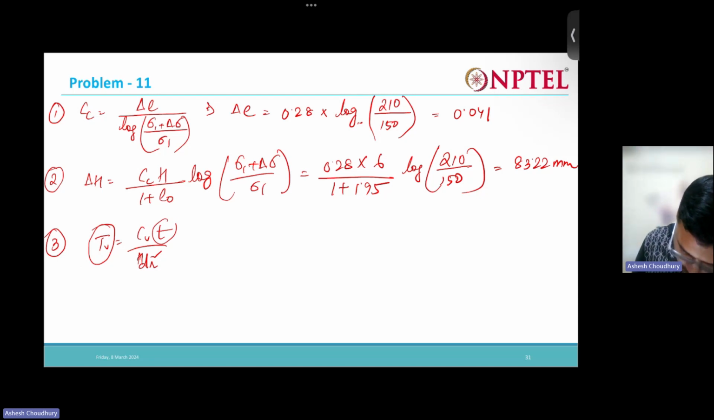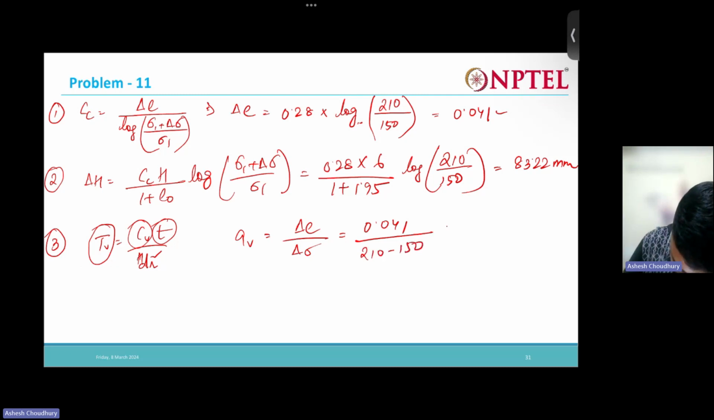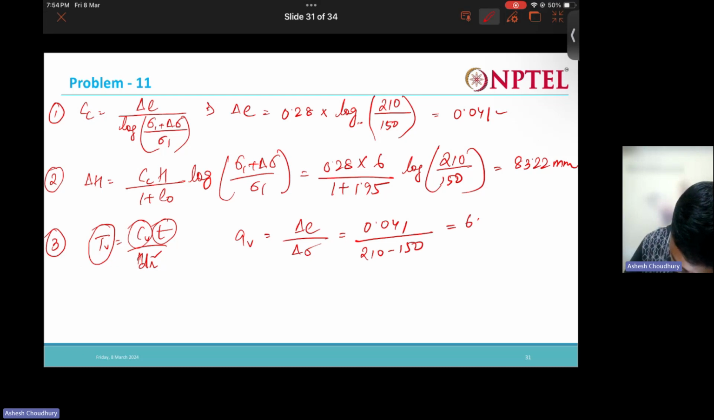To find CV is the main task. So what is CV? CV is K by MB into gamma W. So we need to know MB, and for MB you need to know AV. So AV let us find out first. From here we are getting 0.041 by 210 minus 150. So this will come out as 6.83.